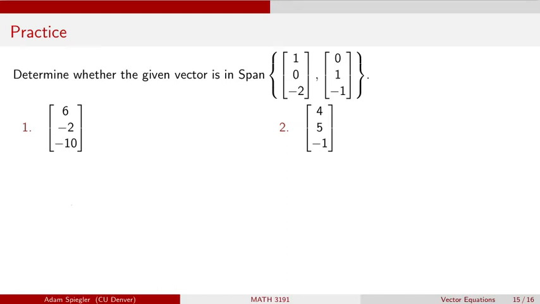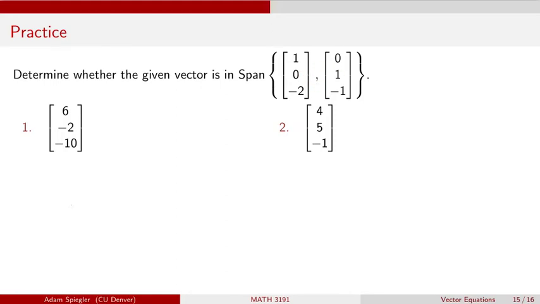Okay, welcome everyone. So in this video, we are going to consider the span of two vectors in R3, the vector 1, 0, minus 2, and the vector 0, 1, minus 1. And the question we want to determine is whether or not each of these vectors in 1 and 2 lie within the span of these two vectors.